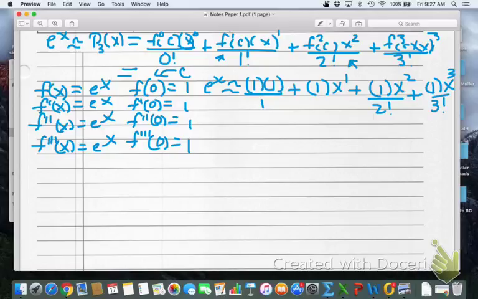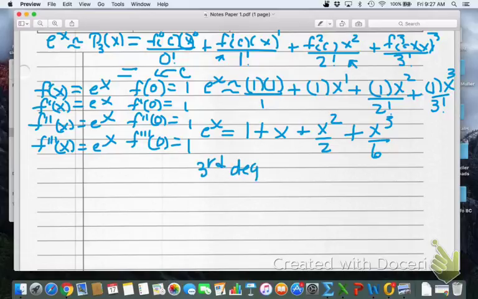Alright, so now let's simplify that as much as we can, and we're going to have e to the x approximately equals 1 plus x plus x squared over 2 plus x cubed over 6. So there is our third degree Maclaurin polynomial. I'm just going to abbreviate there, P3 of x, and it's approximating our function e to the x.